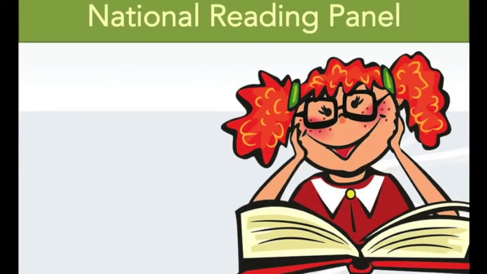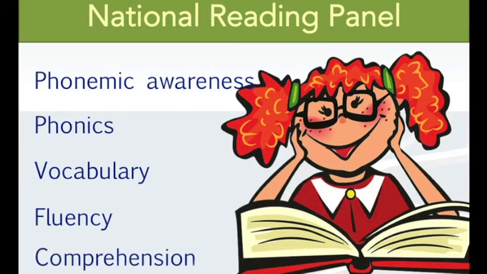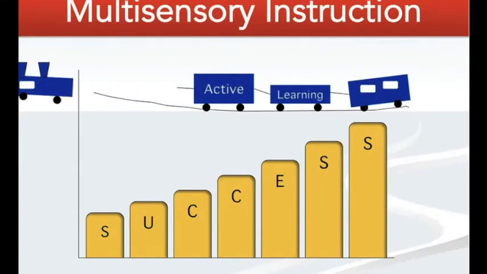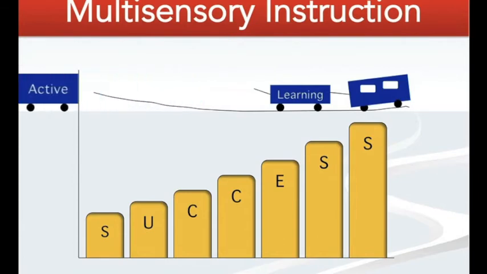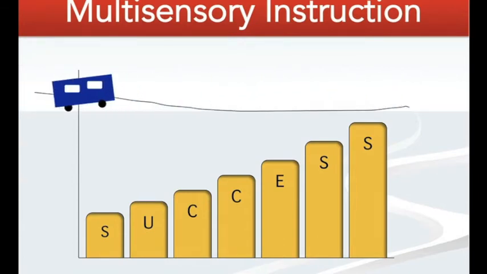Take Flight contains all 5 components of reading, which we know from the National Reading Panel includes phonemic awareness, phonics, vocabulary, fluency, and comprehension. Multisensory instruction promotes achievement for all students. Students are active participants in this learning process.